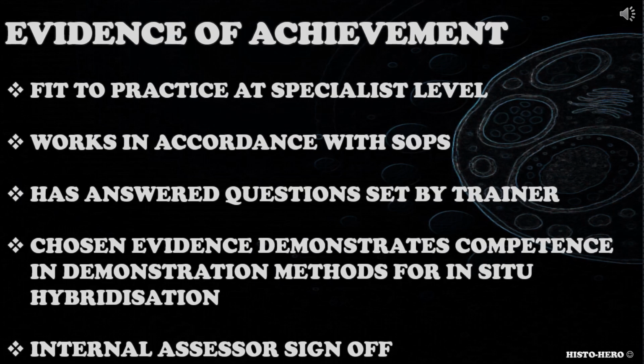Each subsection also has evidence of achievement. This is the part where your training officer signs you off as competent and fit to practice as a BMS at the specialist level. The training officer will confirm that you can work in accordance with local SOPs relevant to this section. They will also confirm that you have answered questions set by them to test knowledge and skills relevant to this section, and they will confirm that your chosen evidence demonstrates your competence relevant to this section.